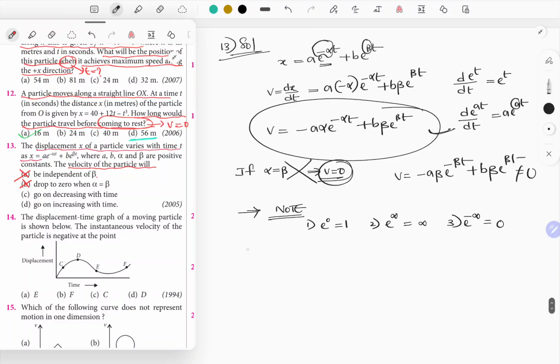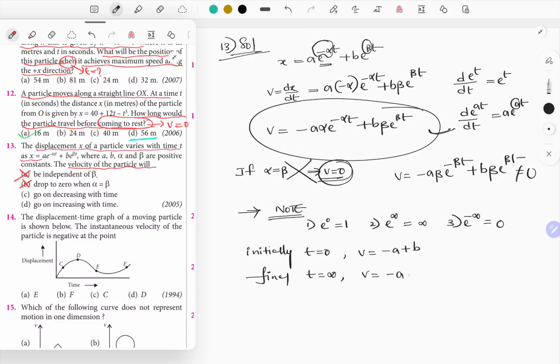Let us say the initial case I am taking, initially, that means t is equal to 0. At t is equal to 0, what is going to be the velocity? If you substitute t is equal to 0, e power 0 is going to be 1, so this one is also 1. The answer is going to be minus a plus b. If you substitute t is equal to infinity, this is the final position, so final.